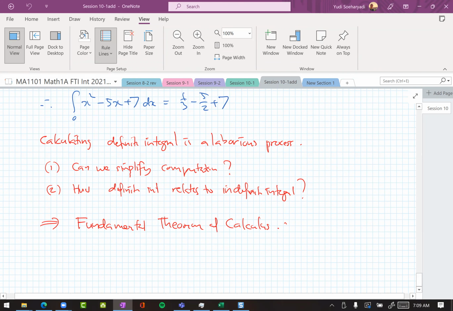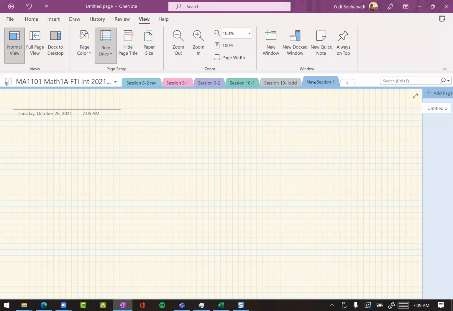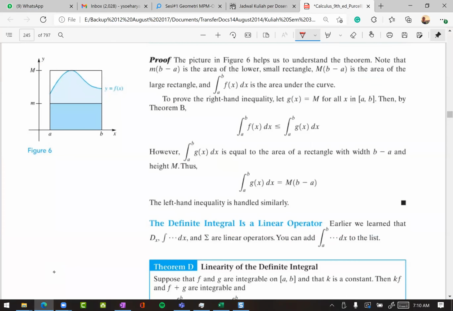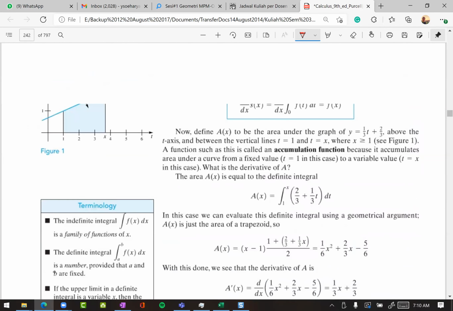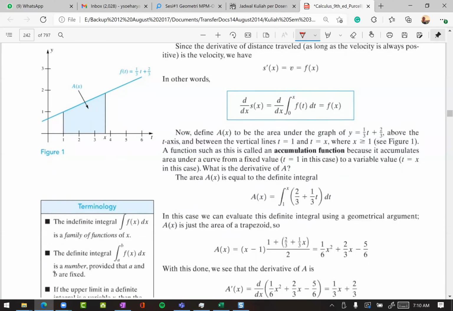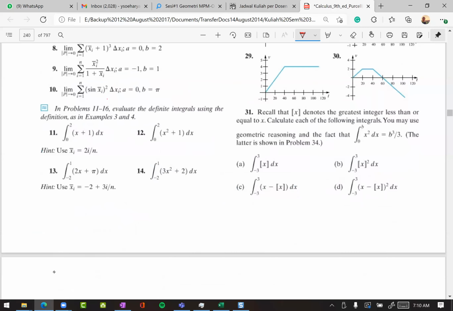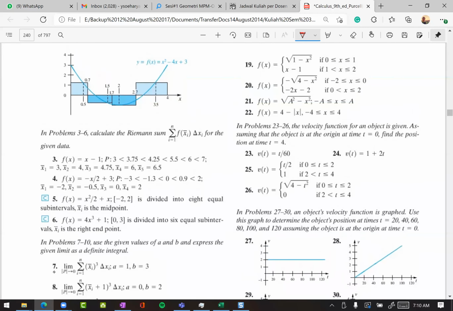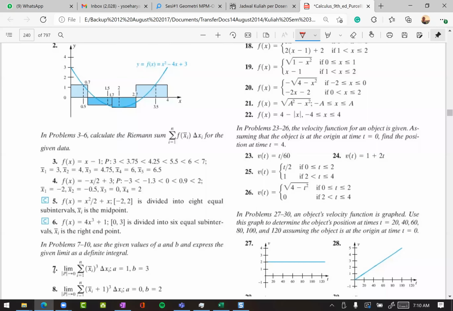Okay, let's start with some exercises on Riemann sums, all those kinds of problems. Okay, let's pick up some problems. Okay, so let's do this one here.